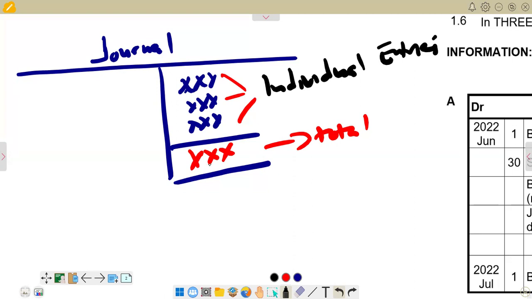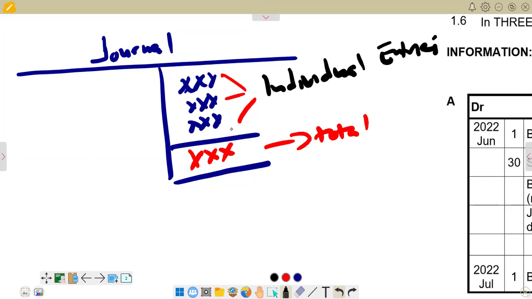But if it has been made only on the total, it means it's going to affect only the debtors control. The list of debtors won't be affected. Let's say the total was undercast or overcast, understated or overstated. It means it only affects the control account. But if it has been made in the individual entries in the journals, it means it's going to affect the control because the total is going to be wrong, and it also affects the individual debtor's account that we have in the list of debtors. So you just have to take note of that.